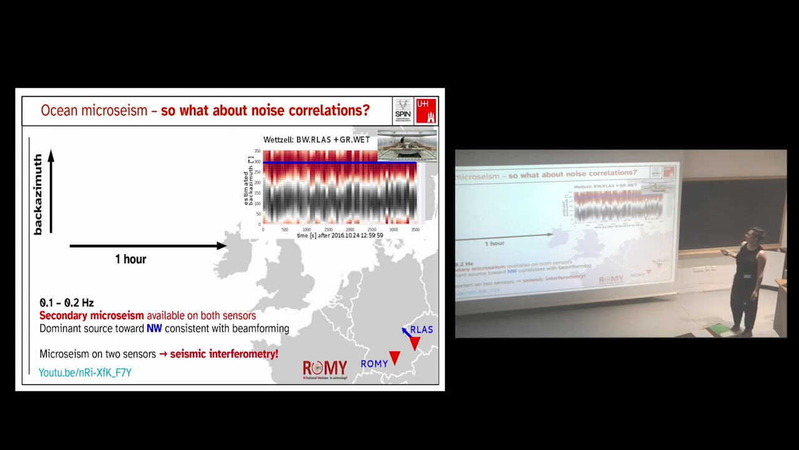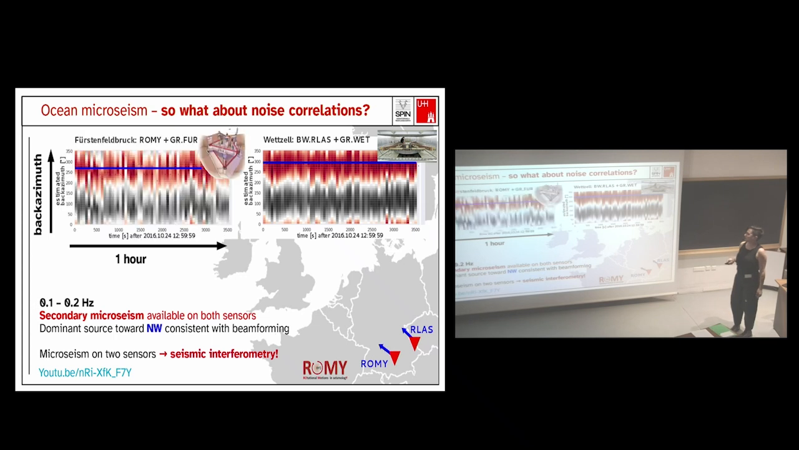So this is just one example of an hour. Again, same type of plot as before. You can see that you have very nice correlation between the rotation rate and the transverse acceleration, showing that you're pointing towards the secondary microseism there. And we see the same thing, a little bit noisier, for the ROMI ring laser. So we do have ambient noise recorded at both of those locations.